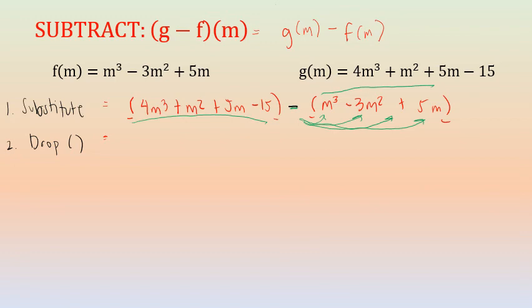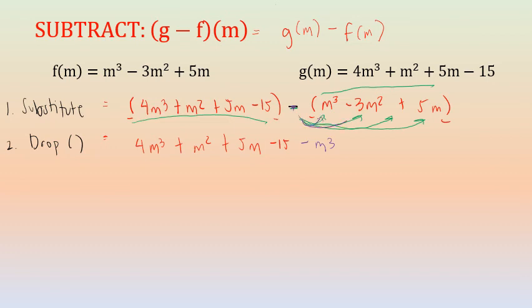First function, just drop the parentheses. We will have 4m cubed plus m squared plus 5m minus 15. Next, since this is minus, negative times positive m cubed. So, negative times positive, that will give us negative m cubed.